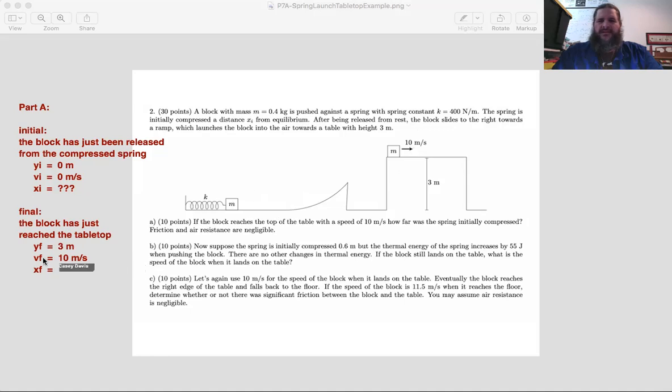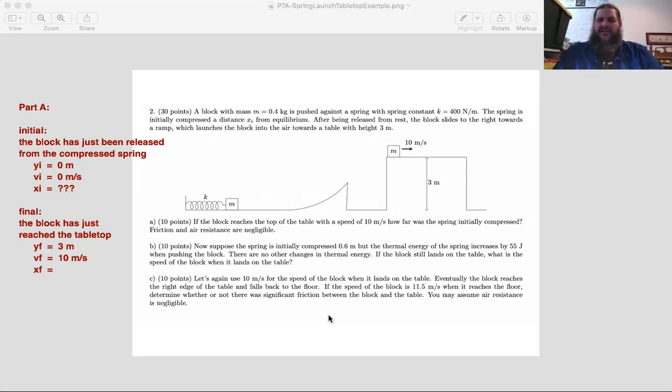The speed is 10 meters per second, so we've got V final. But how would you describe the state of the spring at the instant the block reaches the top of the table? We compress the spring with the block on it, then we let go. The spring pushes the block. What's the final situation for the spring itself?